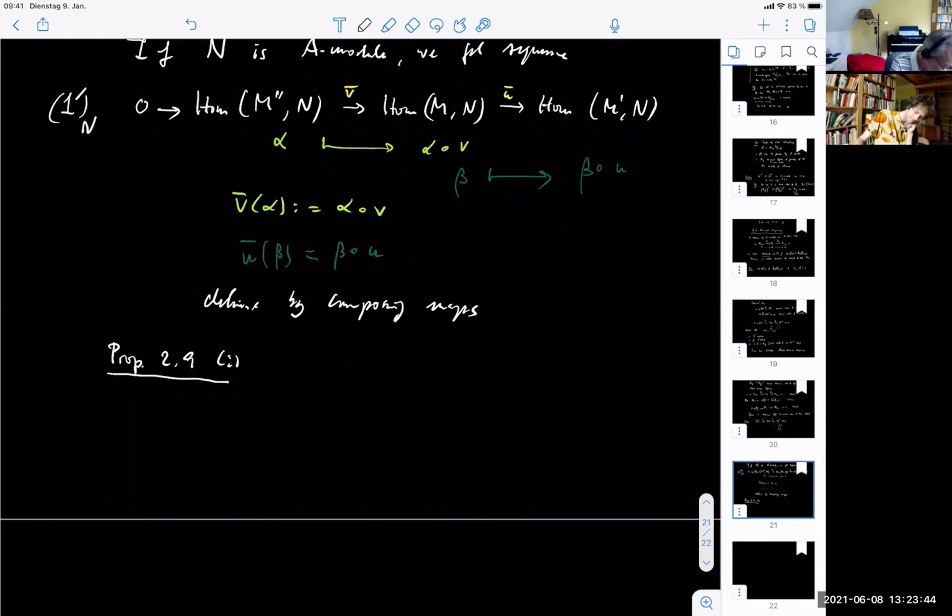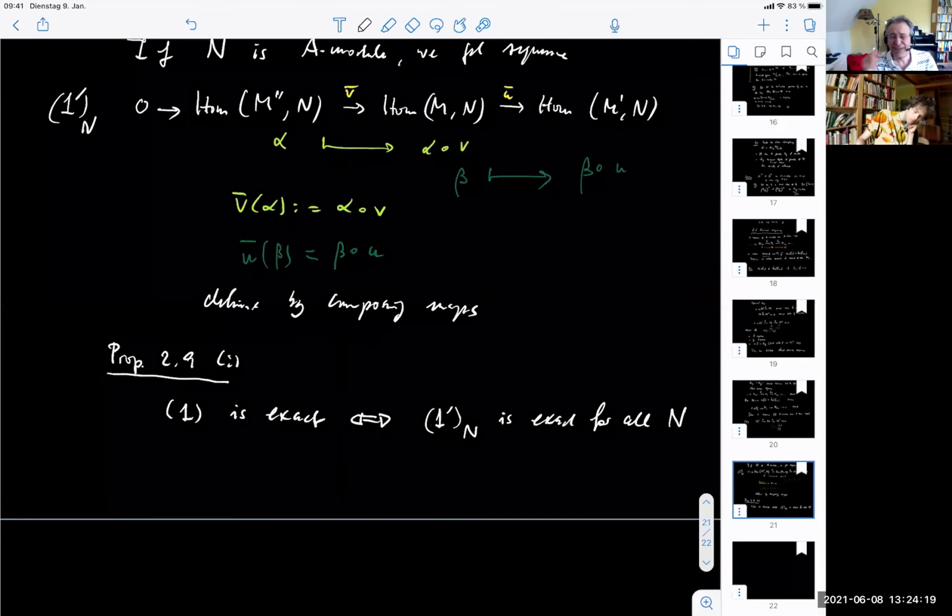So what are these statements? This is actually only the first part of proposition 2.9 in Idea MacDonald, and it says the following. Your original sequence 1 is exact if and only if this dualized sequence is exact for all n. So this is sometimes useful in proofs to have this.